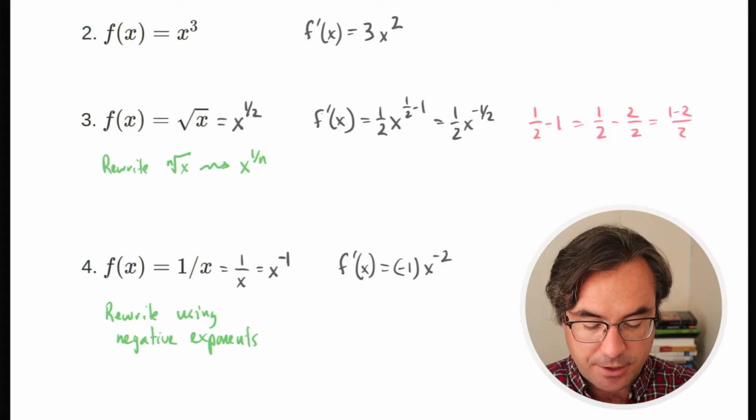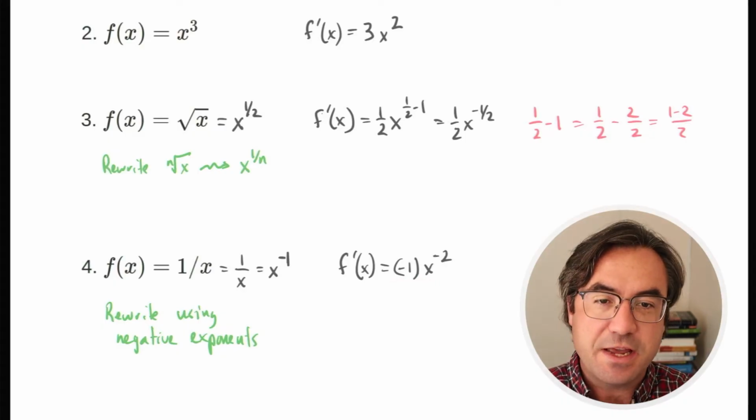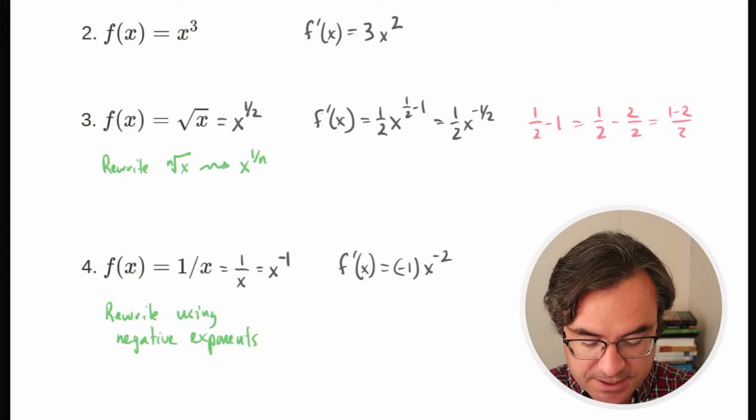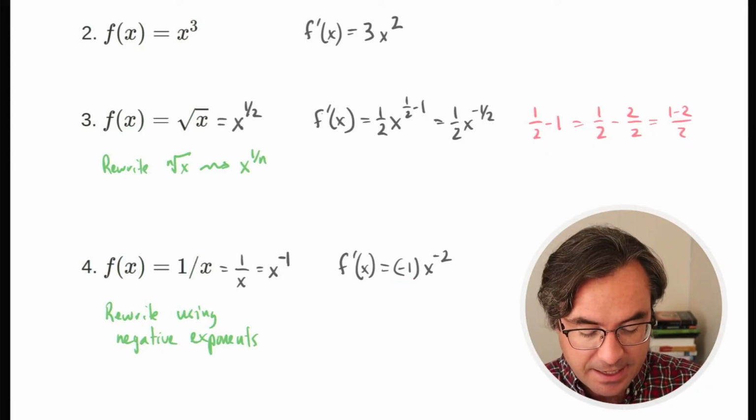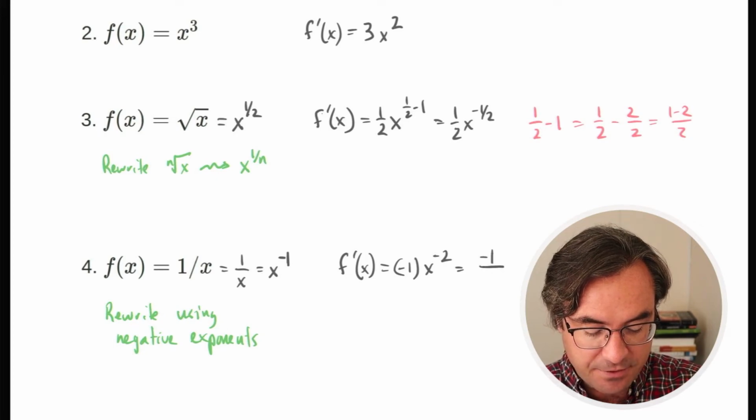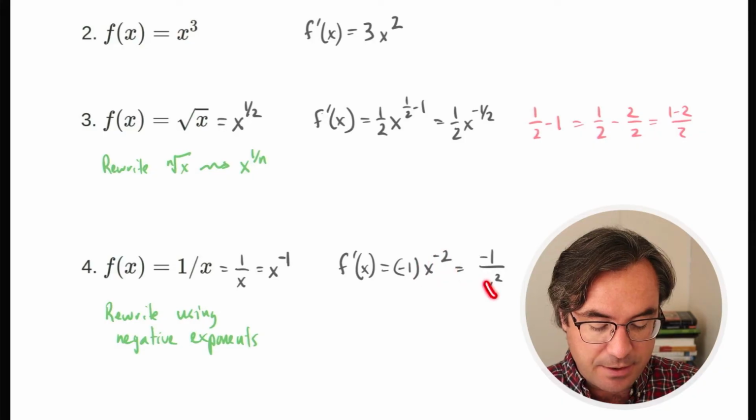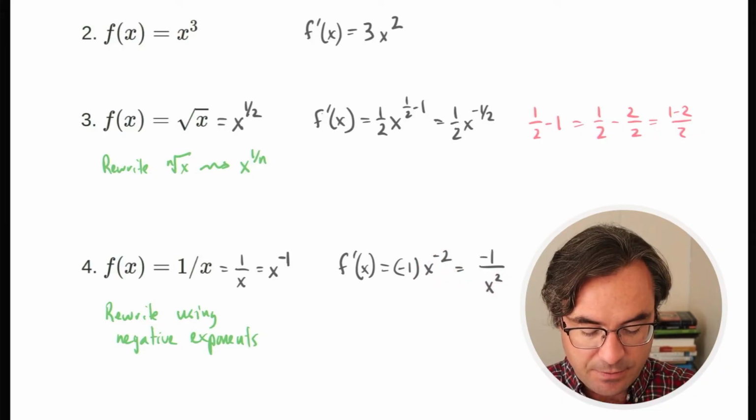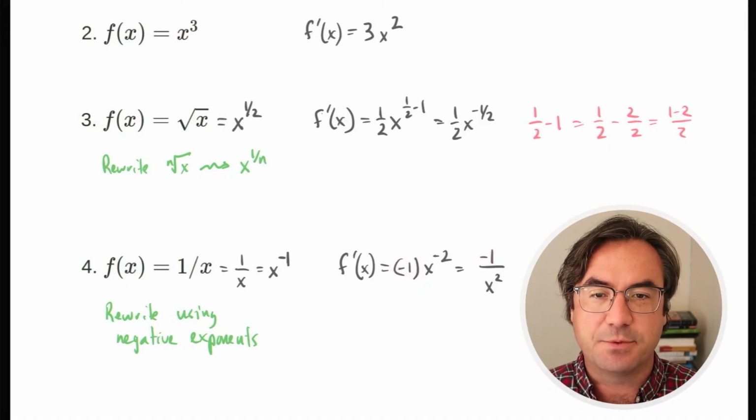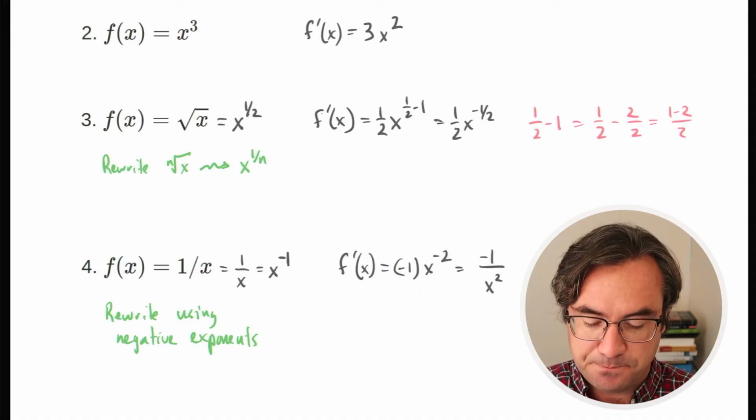And that's perfectly good. You can leave it like this. Or if you did want to simplify it, you could rewrite this back as a fraction. Not necessary, but you could write this as -1 over x squared. So get rid of the negative exponent and it goes back to a fraction. And then we can just take the -1 and put that up top. Okay. So that's power rule.